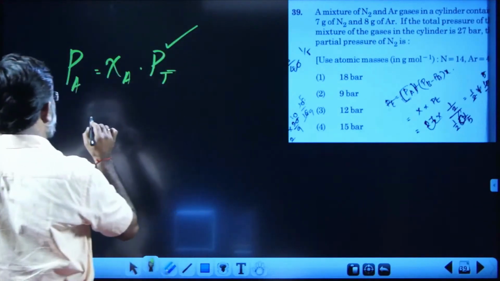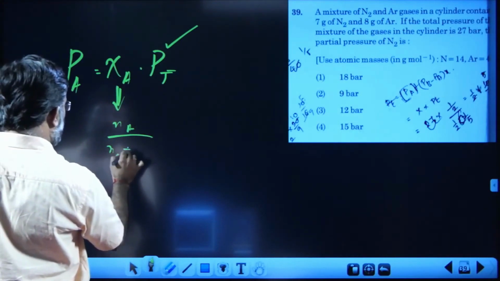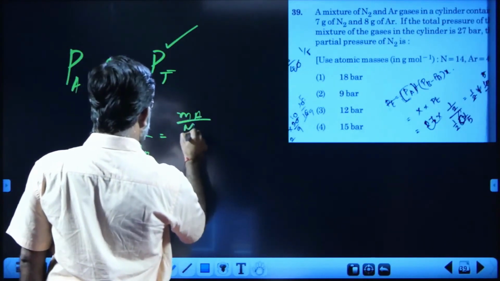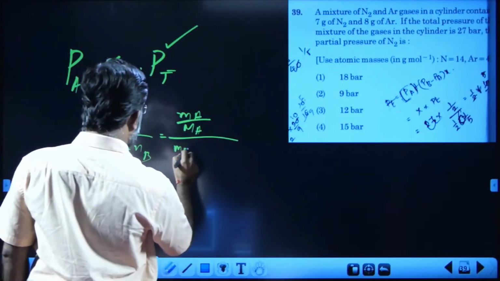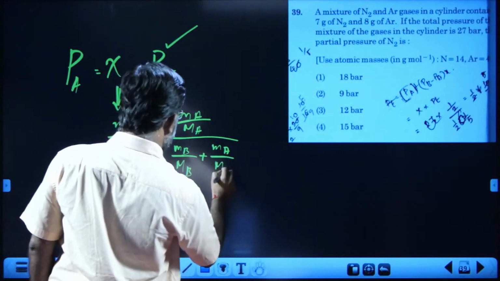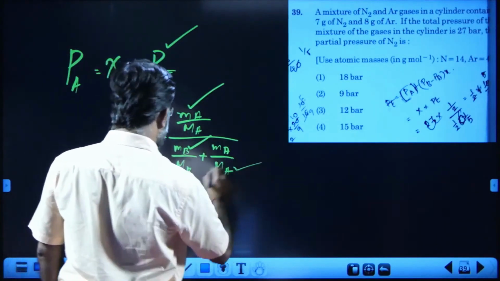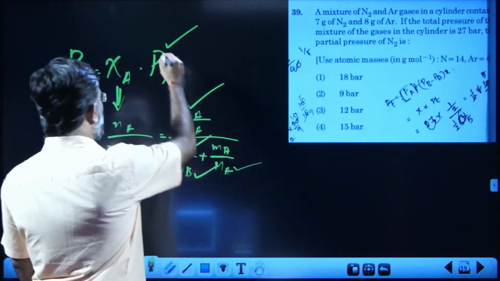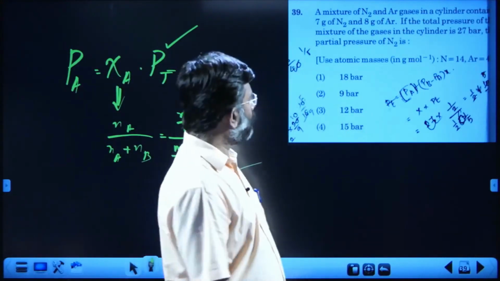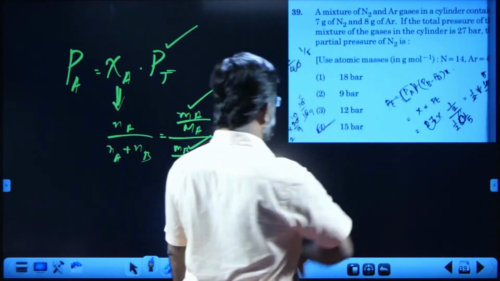See, the total pressure is given and the mole fraction you can find out. Mole fraction of A is the number of moles of A divided by the number of moles of A plus the number of moles of B. That is equal to mass of A divided by molar mass of A, divided by mass of B by molar mass of B plus mass of A by molar mass of A. Here everything is given: mass of A, mass of B, molar mass of A, molar mass of B, and the total pressure. A simple mathematical formulation gives the answer as option 15 bar. Option 15 bar is the correct answer.